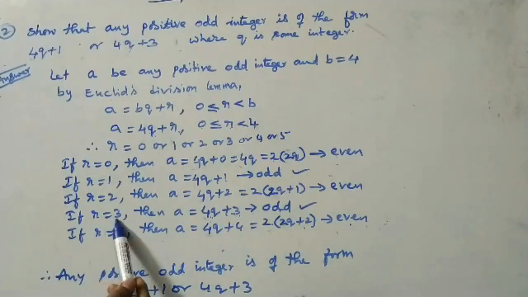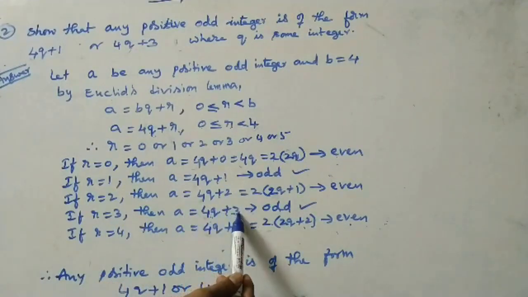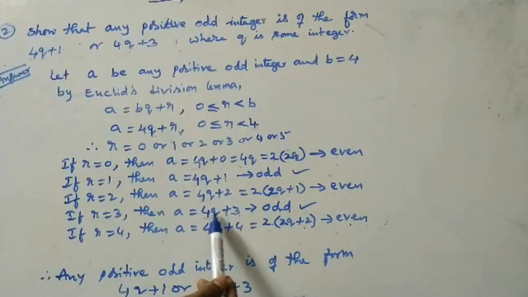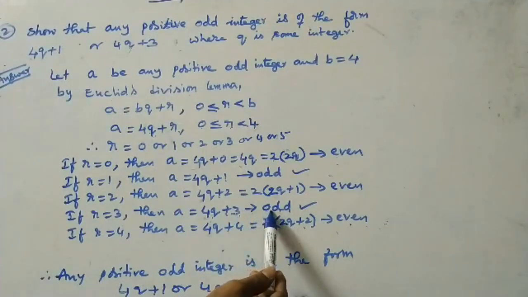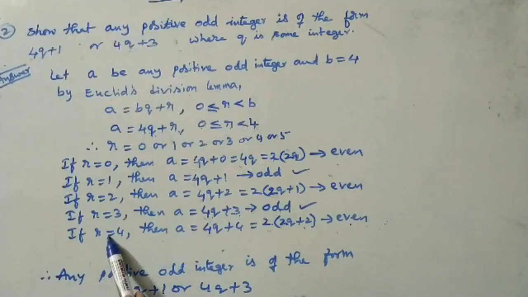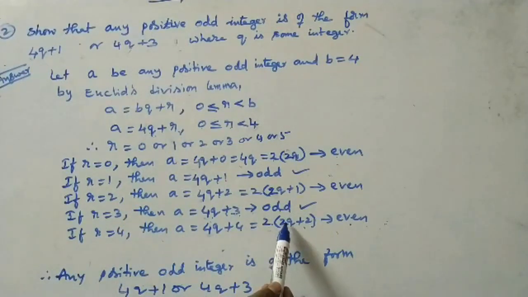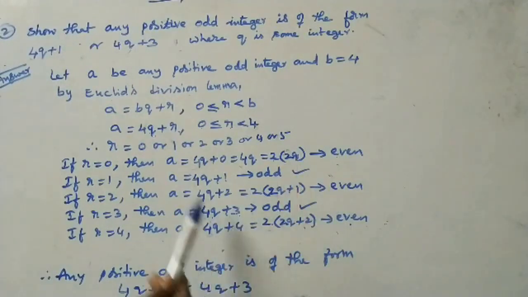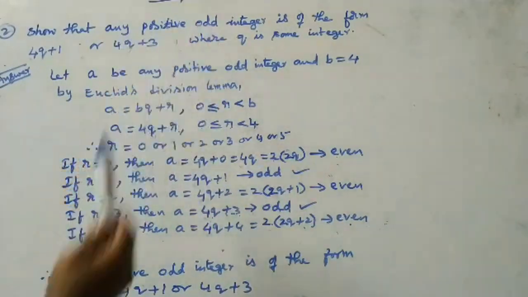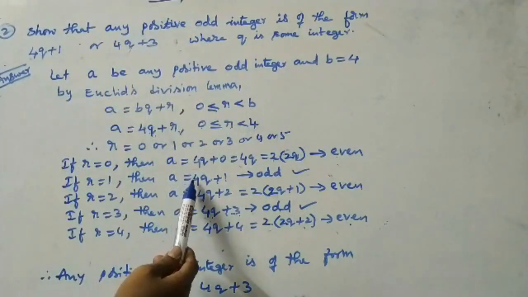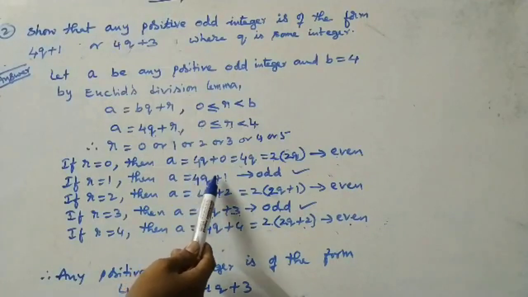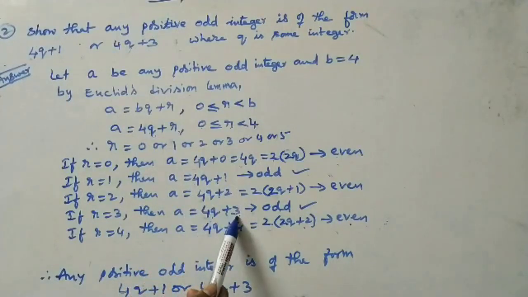If r equal to 3, then a is equal to 4q plus 3. So here even number plus odd number, we will get an odd number. Observe, the question asked for any positive odd integer. So that's why odd integers are in the form of either 4q plus 1 or 4q plus 3. So any positive odd integer is of the form 4q plus 1 or 4q plus 3.